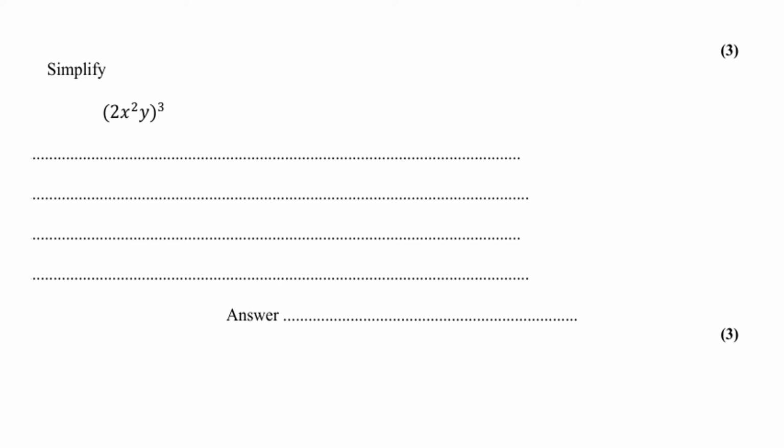Okay, folks, in this question, we are asked to simplify (2x squared y) all cubed. So I'm raising everything to the power of 3. I'm cubing everything. So this means, in long form, 2x squared y times 2x squared y times 2x squared y. Okay, so if in doubt, guys, write it out in full.